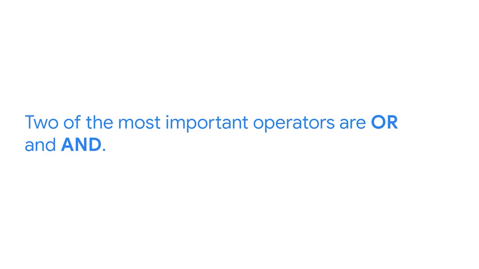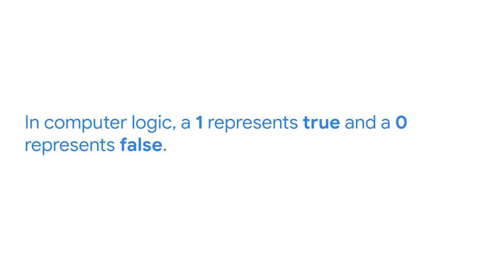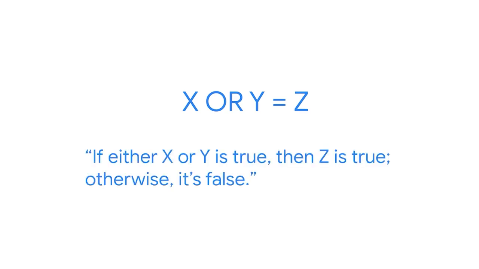Addition is what's known as an operator, and there are many operators that computers use to make calculations. 2 of the most important operators are OR and AND. In computer logic, a 1 represents true, and a 0 represents false. The way the OR operator works is you look at each digit, and if either of them is true, the result is true. The basic equation is x or y equals z, which could be read as, if either x or y is true, then z is true. Otherwise, it's false. Therefore, 1 or 0 equals 1, but 0 or 0 equals 0.